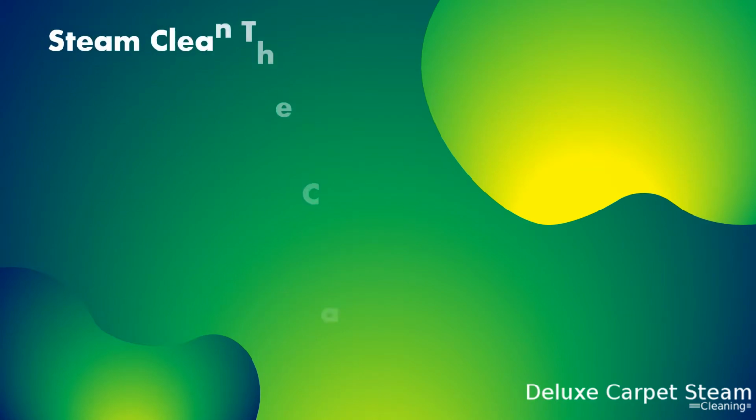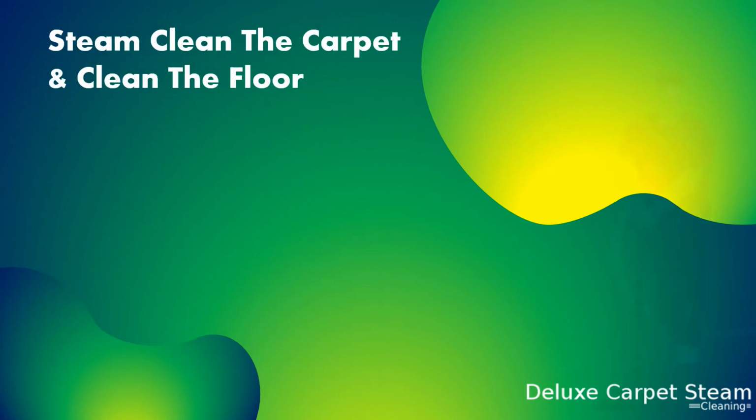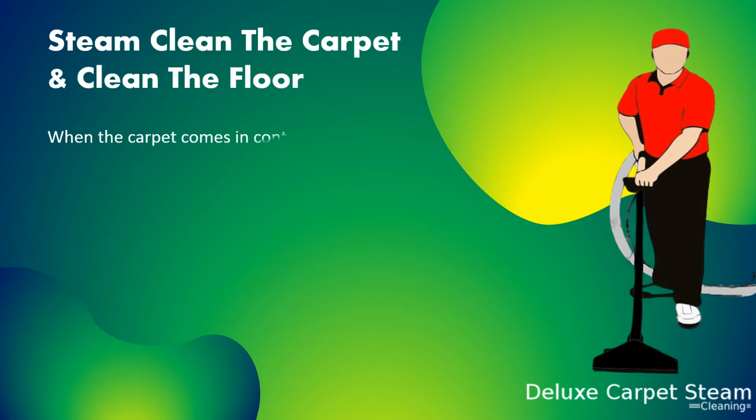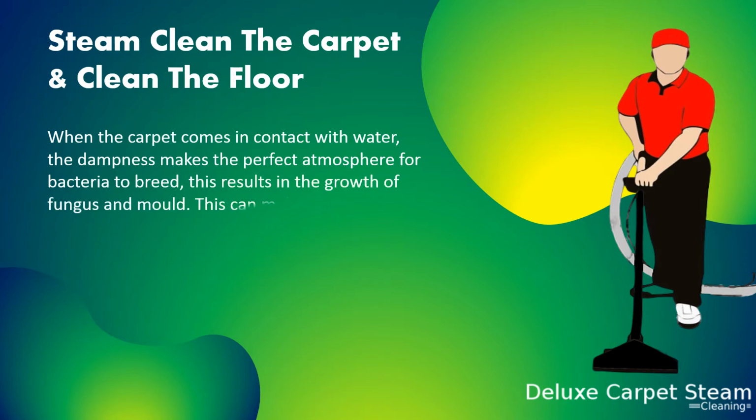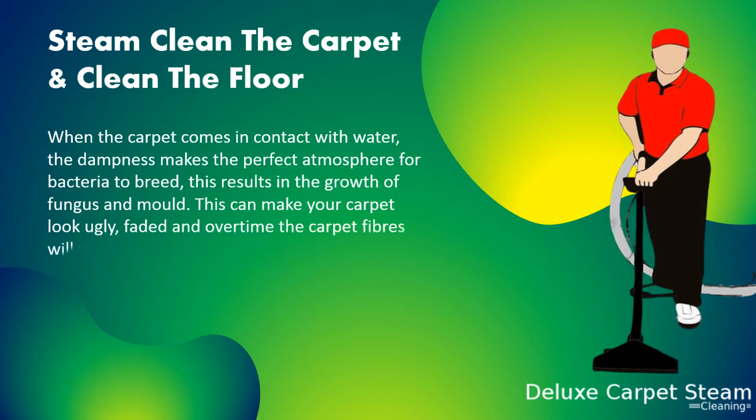3. Steam clean the carpet and clean the floor. When the carpet comes in contact with water, the dampness makes the perfect atmosphere for bacteria to breed. This results in the growth of fungus and mold. This can make your carpet look ugly and faded, and over time the carpet fibers will weaken. Therefore, steam clean the carpet.